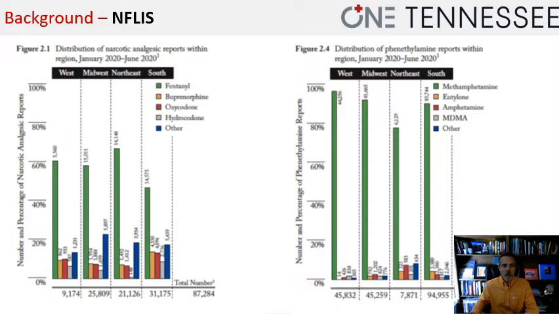When we take a look at the data from across the country divided into West, Midwest, Northeast, and South, for opioid type products, fentanyl, buprenorphine, oxycodone, hydrocodone, and others, for all regions combined, the total number of samples that contained these was 87,284. Keep that number in mind, 87,284, because in the South alone, where Tennessee is, when it comes to methamphetamine alone, that's 85,744. So just in the South, there's more samples of methamphetamine than there are of fentanyl, buprenorphine, oxycodone, hydrocodone, and all others combined for the entire country.